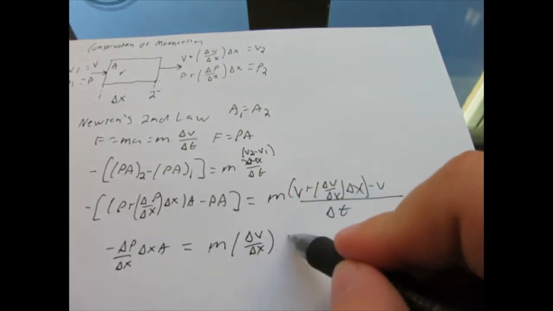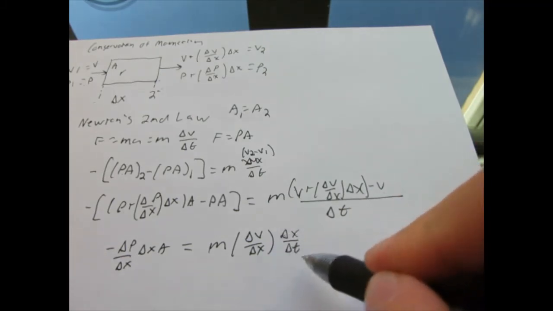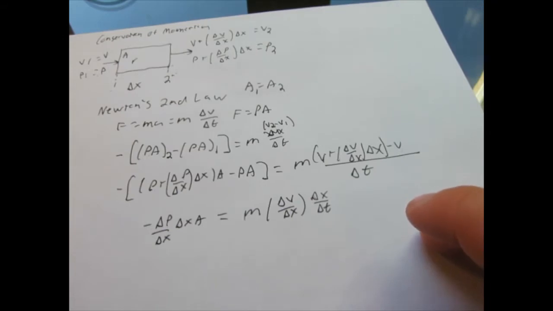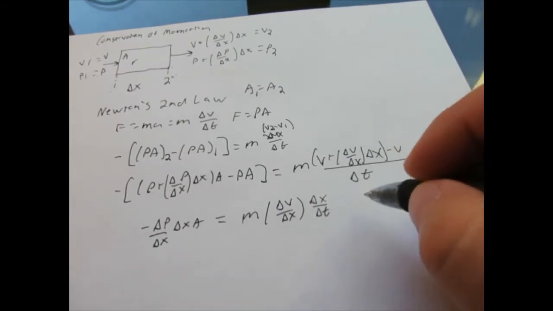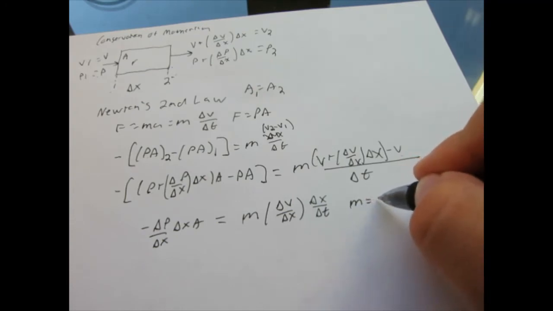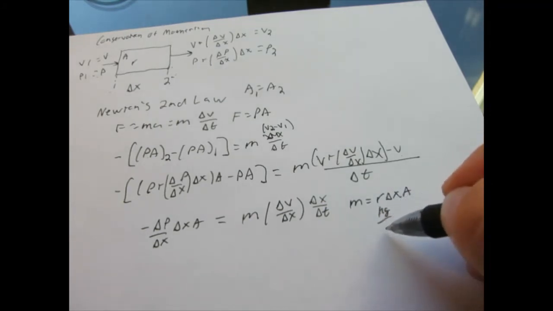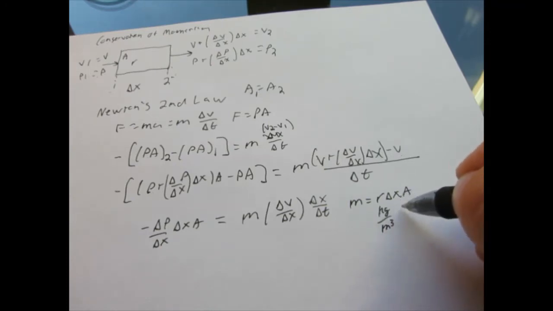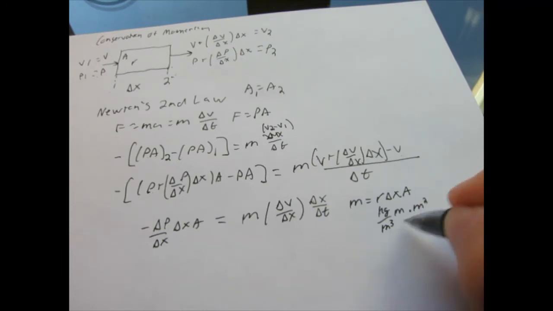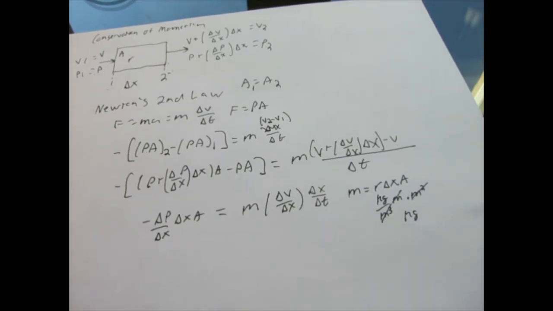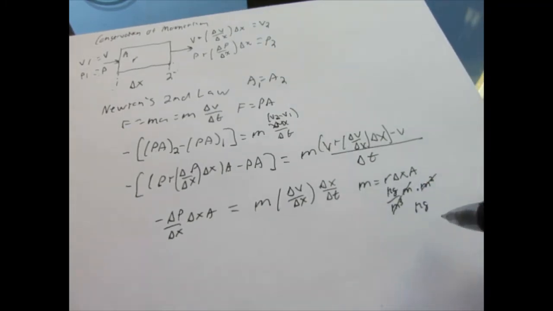And then we're going to separate this delta X over delta T. Okay? So then we're going to use another relationship here. We know that mass equals density times delta X times area. And if you want to check the units, density is kilograms per meter cubed. Delta X is just a unit of length, and then obviously the unit of length squared. All those cancel out and you're just left with kilograms, or a unit of mass basically. So it's always good to check your units to make sure you are on the right track.